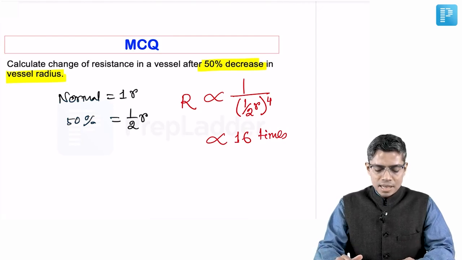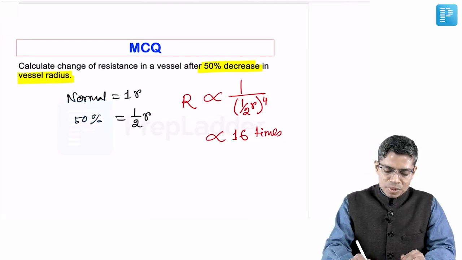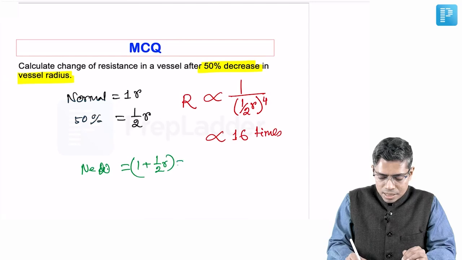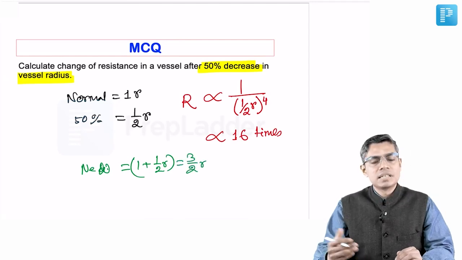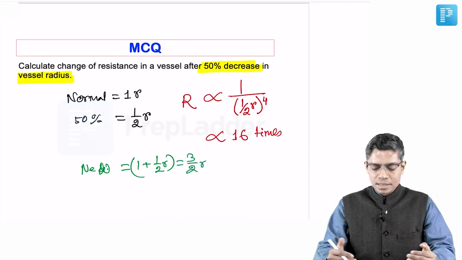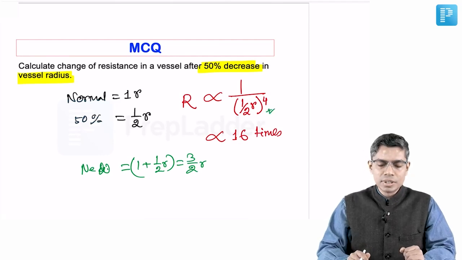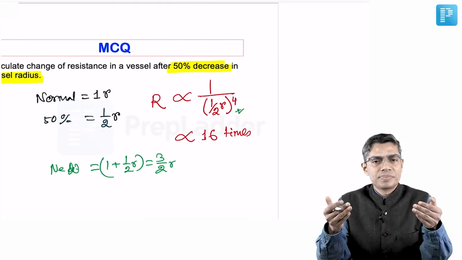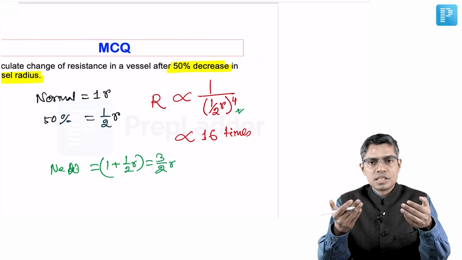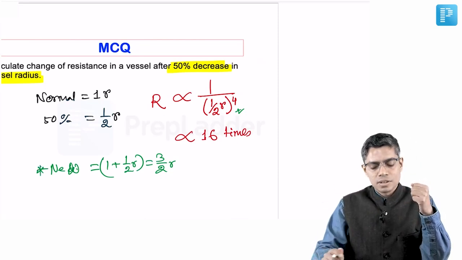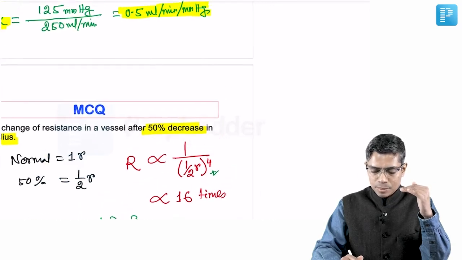Okay, they can also be given as 50% increment. So 50% increment means the new radius will be 1 plus half r, that is 3 upon 2 r. So if it is given as 50% increment, then you have to put here this 3 upon 2 r, and that way you will get how much resistance is going to decrease whenever there is an increase in the radius of these vessels. So this way you have to go in a step-by-step fashion.